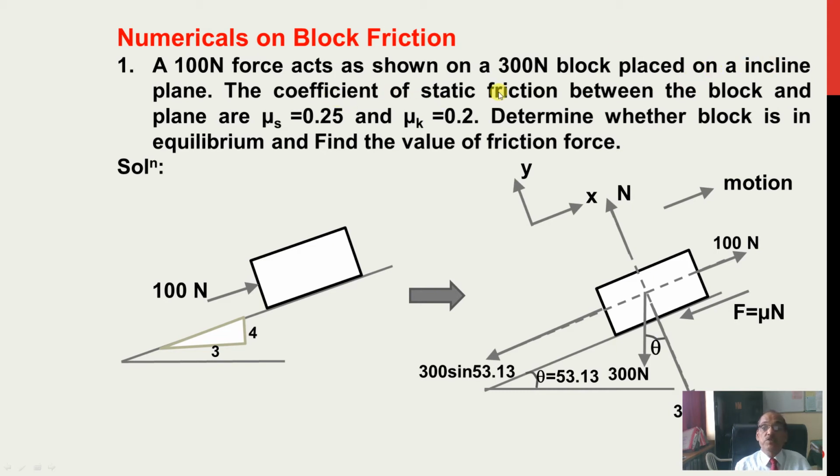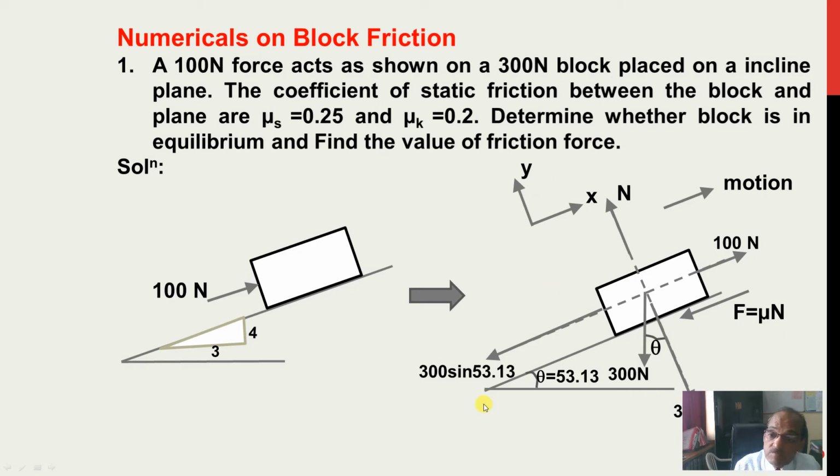The coefficient of static friction between the block and the plane, mu s, is 0.25 and the coefficient of kinetic friction is 0.2. Determine whether the block is in equilibrium and find the value of frictional force.